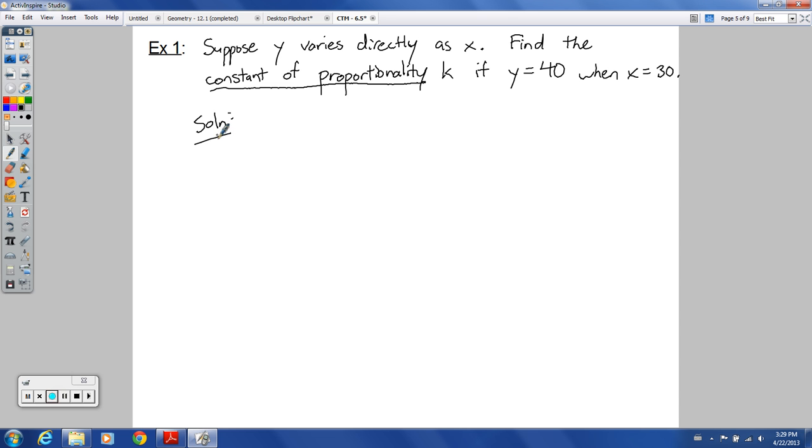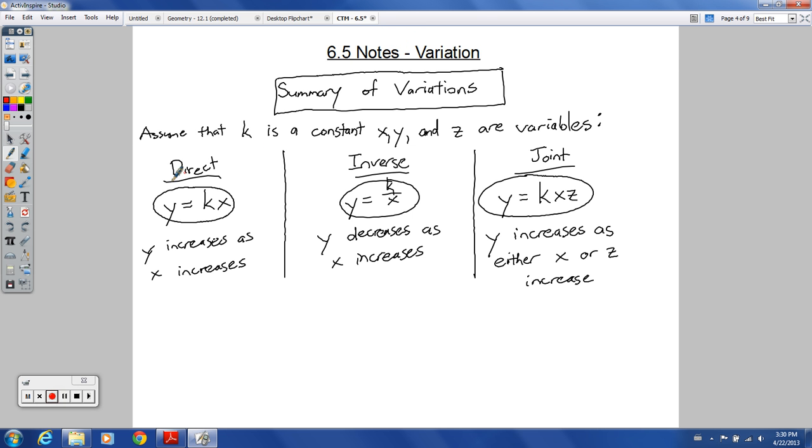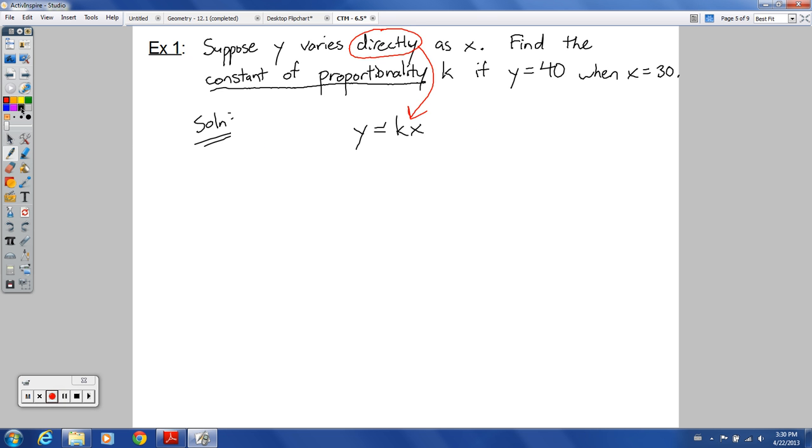So since it's direct variation, let's circle that here, direct, and we're going to write down the direct variation equation. Here, I want you to draw a little arrow, that's where that came from. We're saying it varies directly, therefore we're going to use this equation. Now we plug in the numbers we know and solve for what we don't.